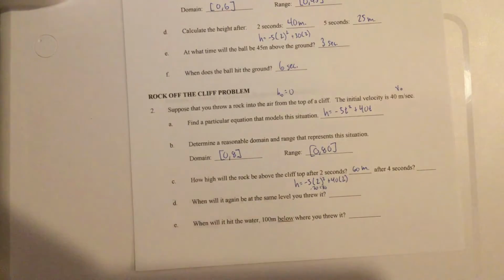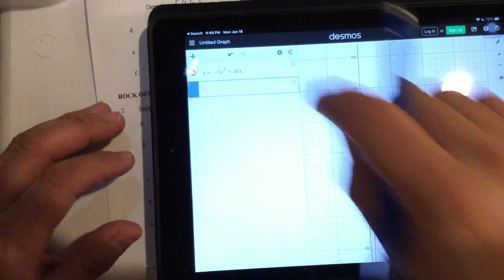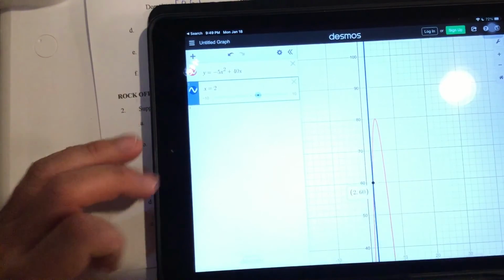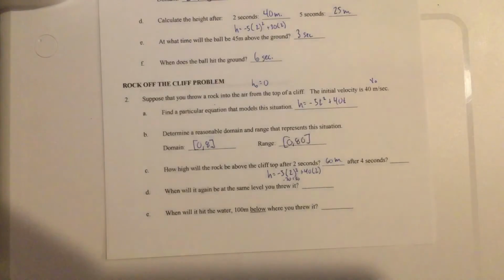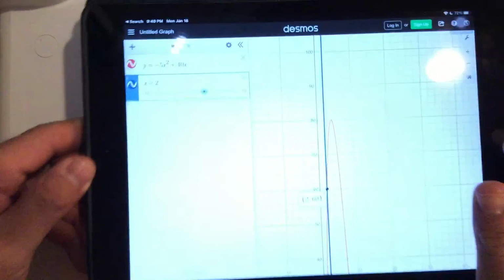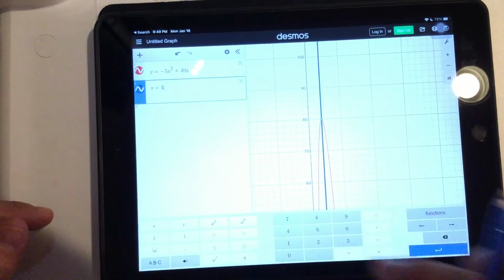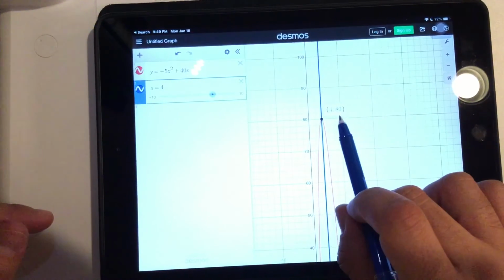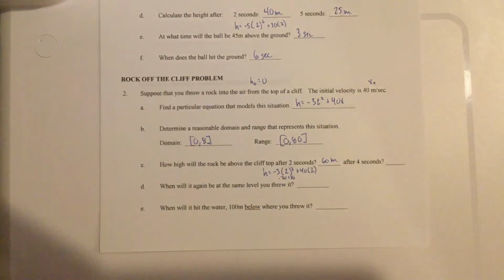All right, so over here, time is 2 seconds. So I'm just going to type in x equals 2 because that's our time. So x equals 2, and we can see we have an intersection right there at 60. Okay, so it did check out correct. My next question says, how about after 4 seconds, what's the height? So we're going to change that time of 2 seconds to 4 seconds. And here we can see that it's actually at the maximum height, it looks like, and it's at 80. So 80 meters high.